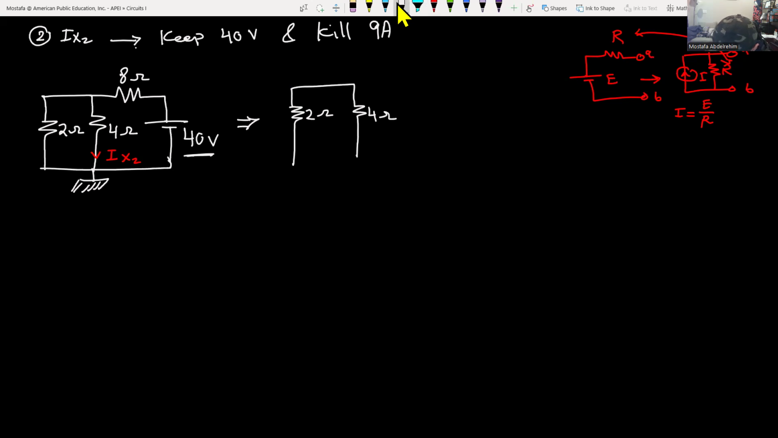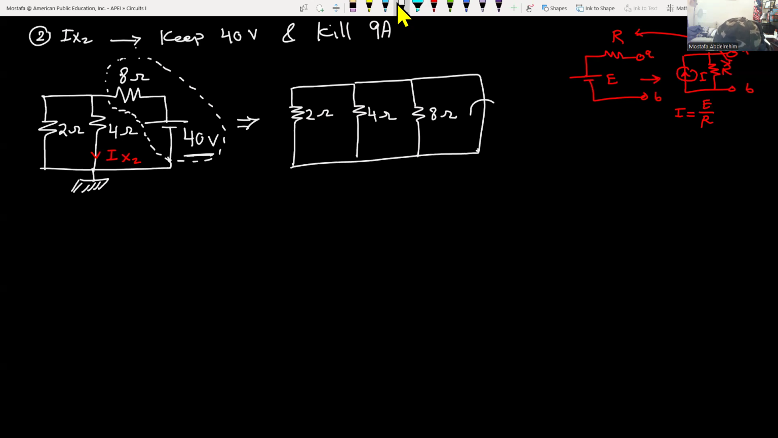Then we have the 4 ohm. And now I'm gonna take the 8 ohm and the series 40 volt and convert them into a current source and a resistor in parallel. The resistor will be the same. The current source will be the voltage divided by the resistance. So 40 divided by 8 is 5. So this is 5 amperes. Okay? That's very good. And where is IX? IX is the 4 ohm, IX2, in this case.